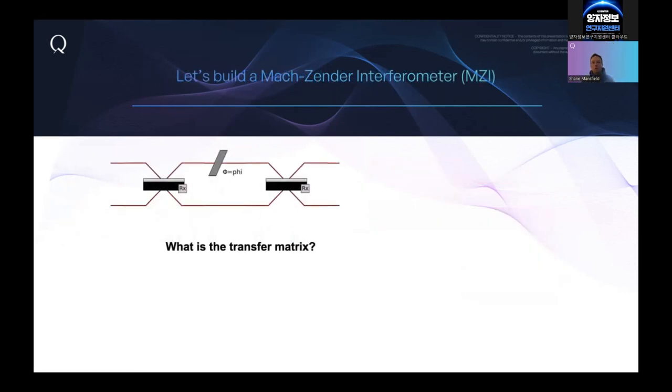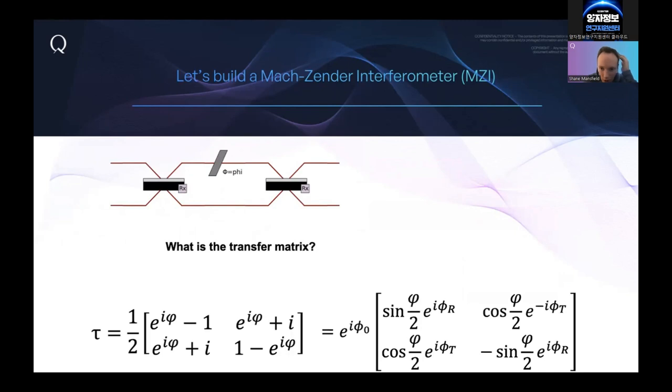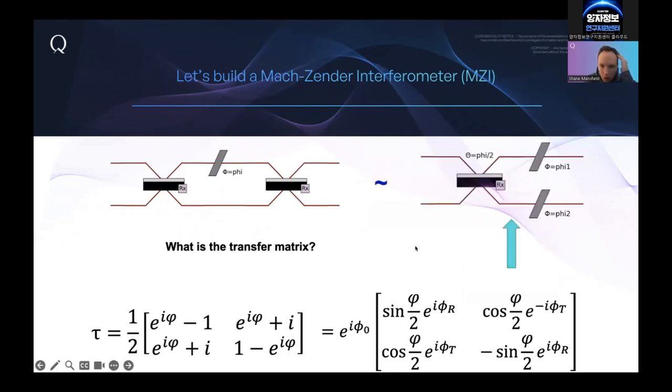Okay, so now let's build a Mach-Zehnder interferometer. This is an object that crops up a lot in physics. It's a pair of beam splitters in sequence. You have two branches in the middle between these beam splitters, and on one of them, you place a phase shift. That's known as a Mach-Zehnder interferometer. And we can look at what the transfer matrix for this one is.